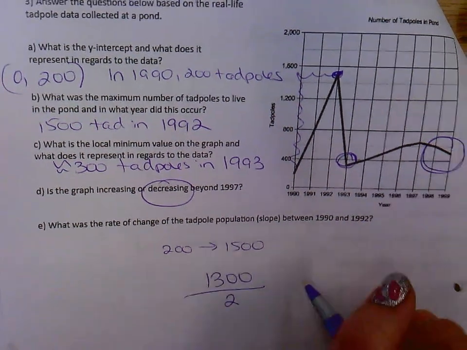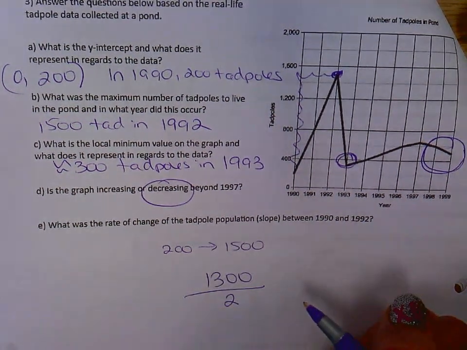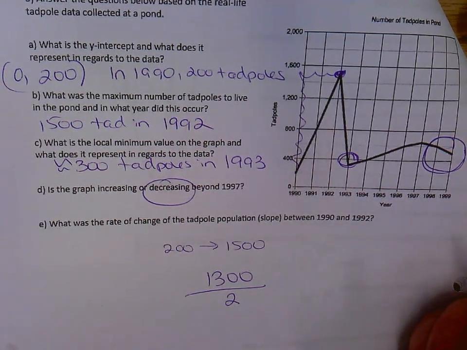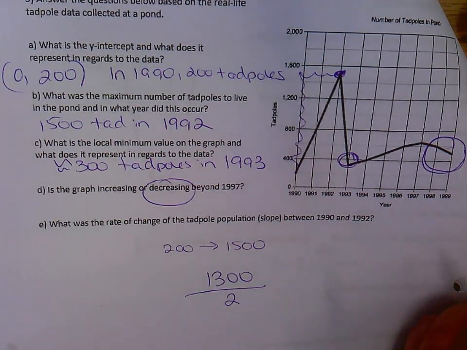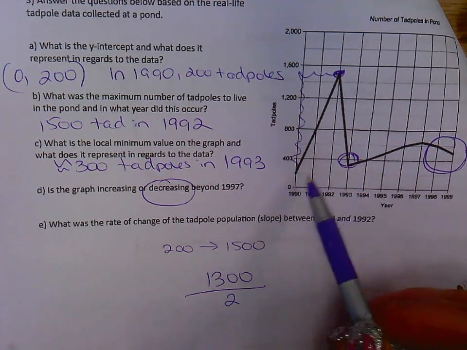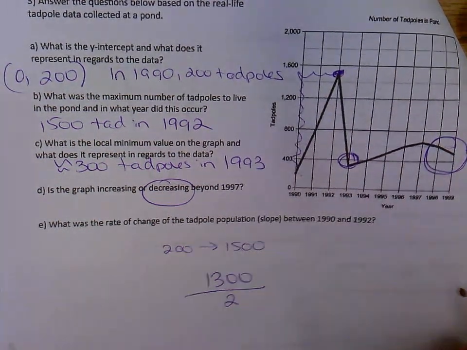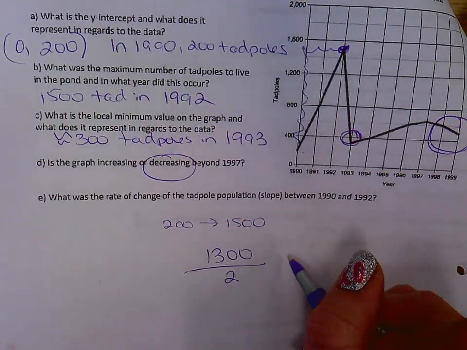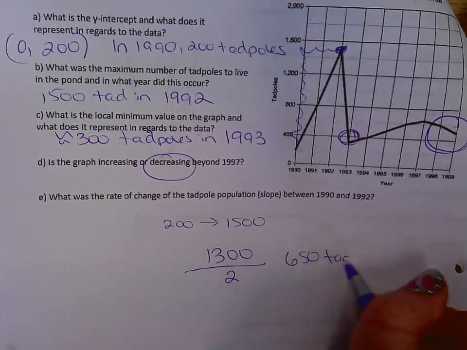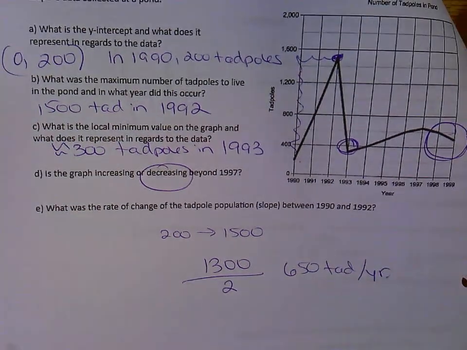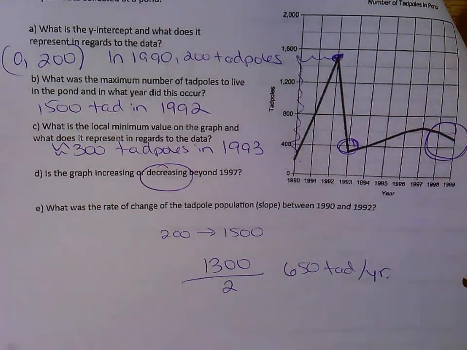So 650? Or did you say 700? What'd you say? Or you didn't know how to do it, but it's the rise over the run. So I would say if I called this 200 and I called this 1500, 1300 tadpoles over 2 years, 650 tadpoles per year. And we struggled with this type of problem on the unit test.